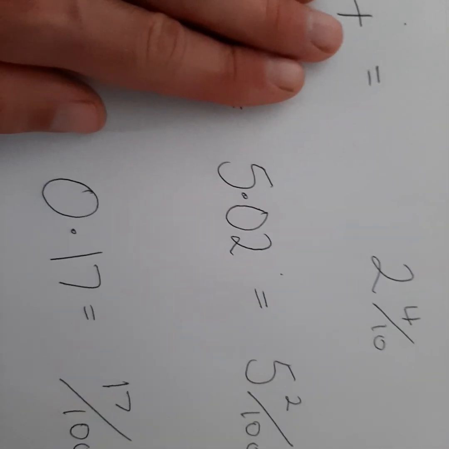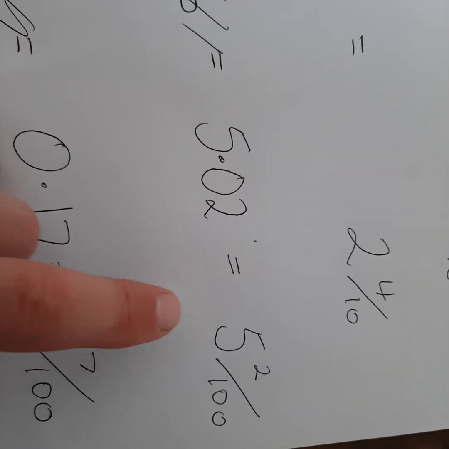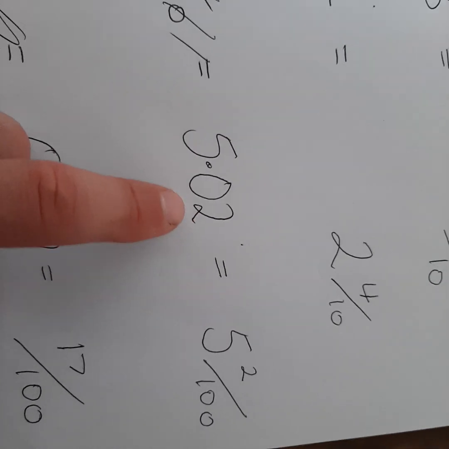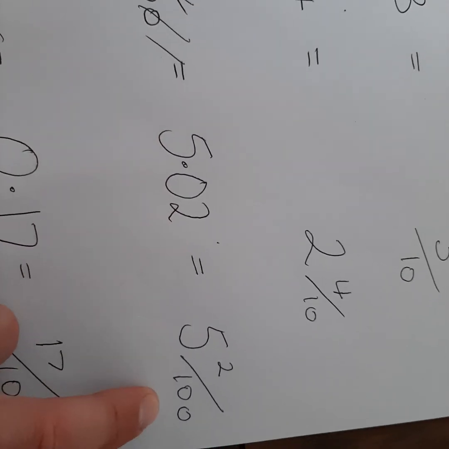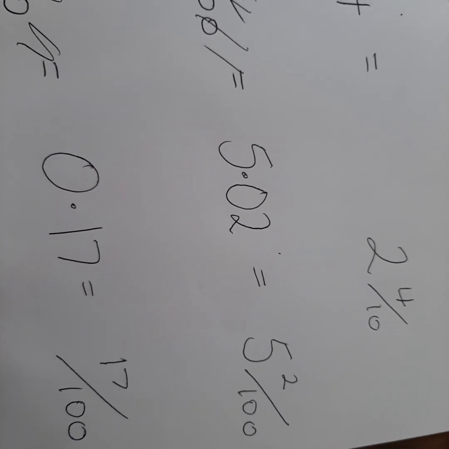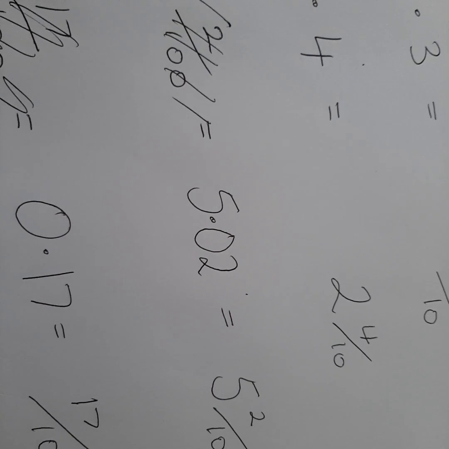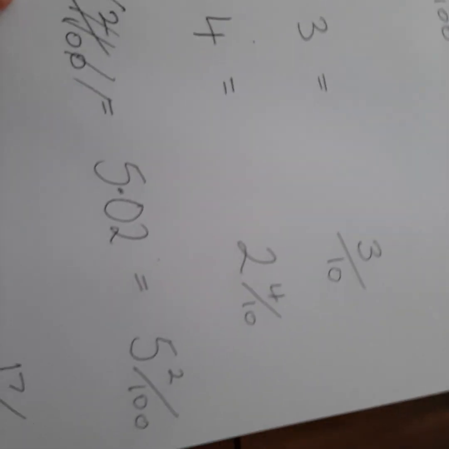Let's quickly look at these ones. 5.02, look, I've got my 5 units, and I have no tenths, but I do have 2 hundredths, so it's 5 and 2 hundredths. And here I've got 0.17, so there's no units there, but there are 17 hundredths. I know it's hundredths because there's two numbers after my decimal point, okay? So there'll be worksheets with that work out, but let's have a look at ones that are a little bit trickier.